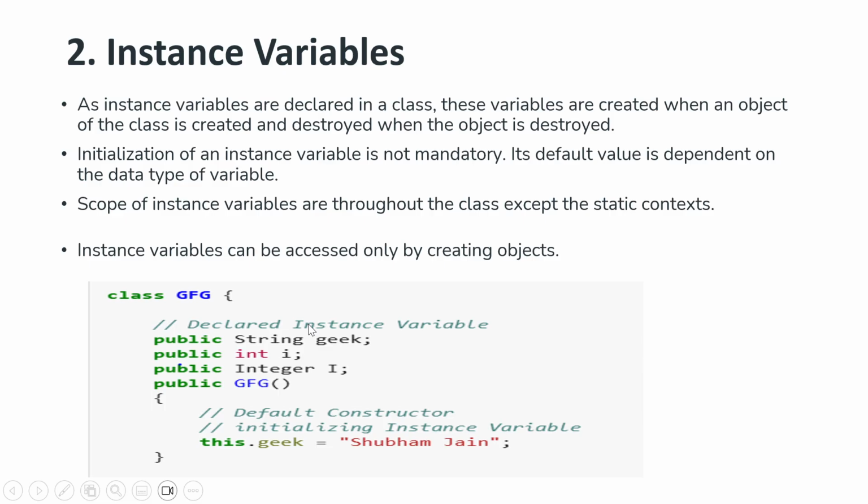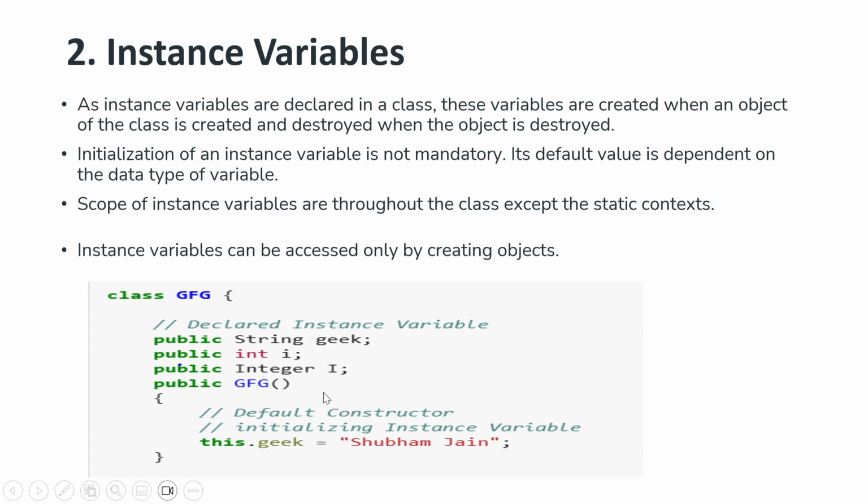Except in the static context. If we have a static function or a static block, there we cannot access this instance variable. The instance variable can be accessed by creating the object only. Whenever we create an object for GFG, memory allocation will be done for this variable, and the reference we create will point to this.